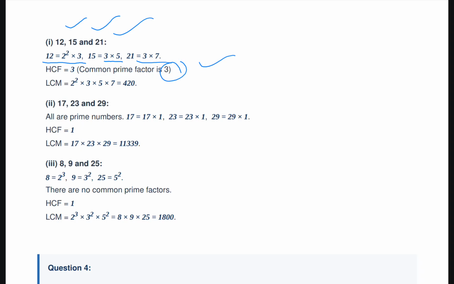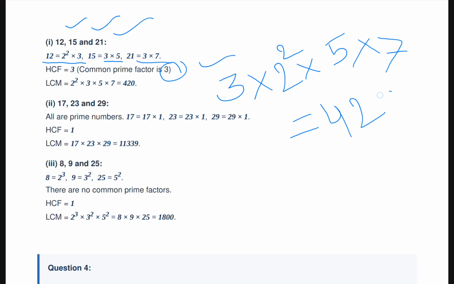Now what will be the LCM? For the LCM, you will take 3 only one time because it is the SCF, and you will multiply the other remaining numbers with it. So you will multiply by 2 raised to the power 2 into 5 into 7, and you will get 420. So 420 is your LCM, the least common multiple.